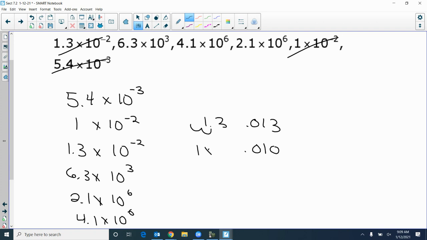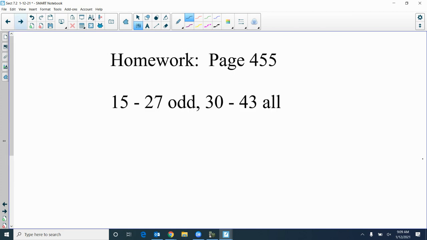All right, now this is the only case where we are allowed to have a negative exponent. We are allowed to have a negative exponent because we're in scientific notation. All right, so page 455, 16 through 27, odd, 30 through 43 all.